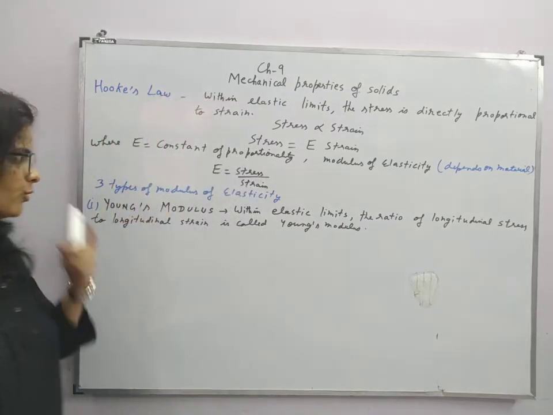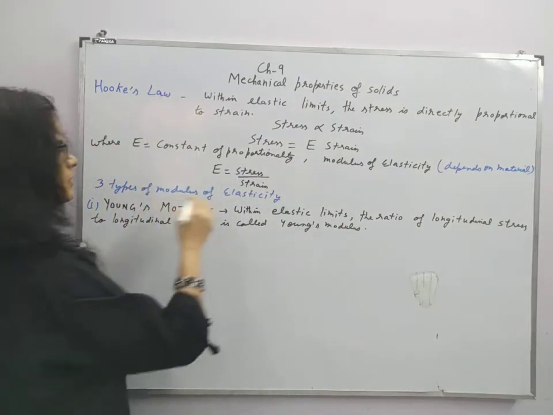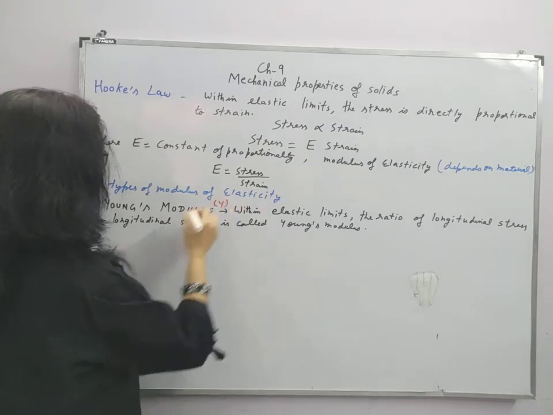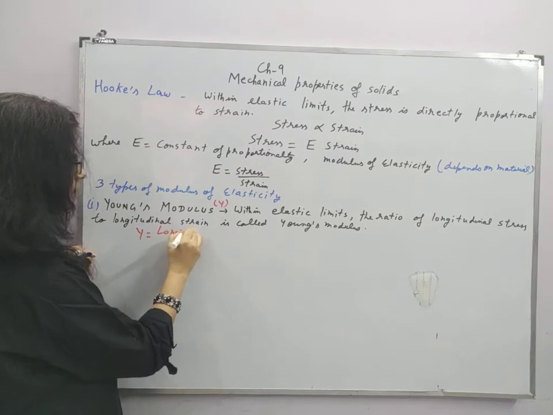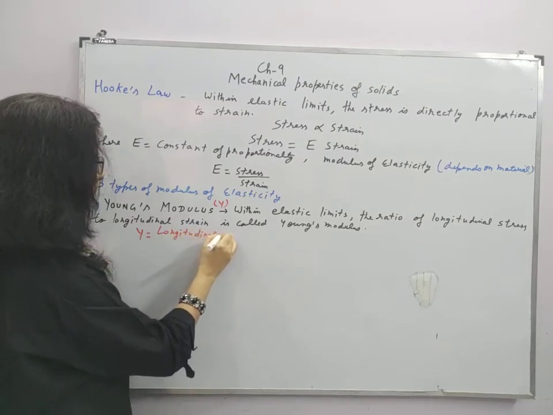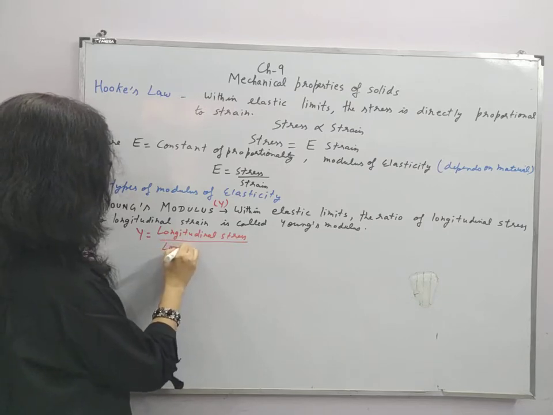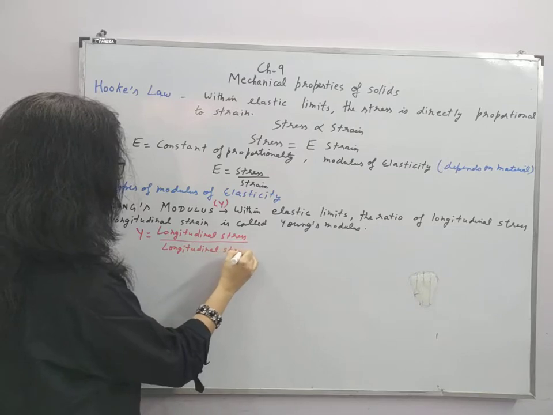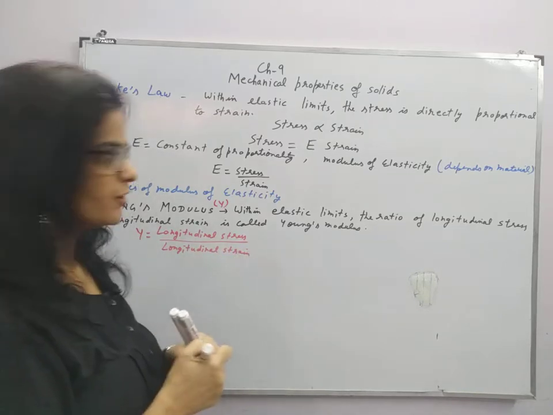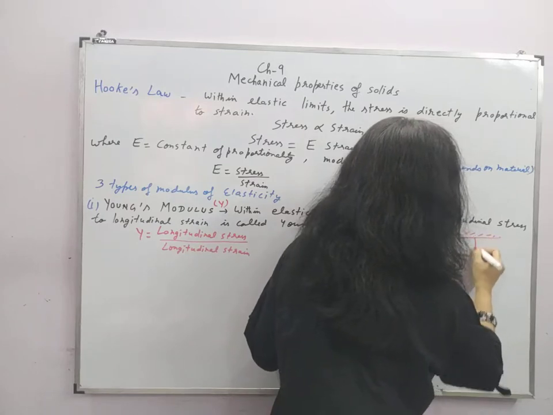So we can write the formula. This is denoted by Y. So Y is longitudinal stress upon longitudinal strain. And if we draw the diagram, we can draw the diagram of the wire.